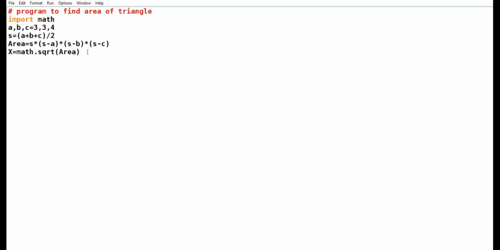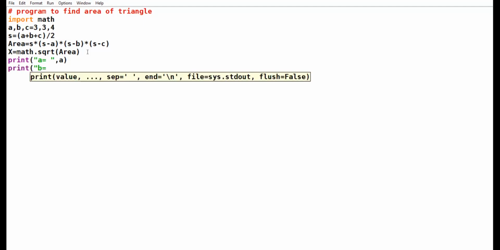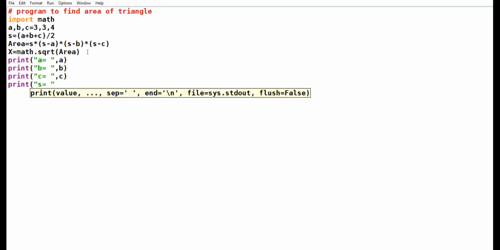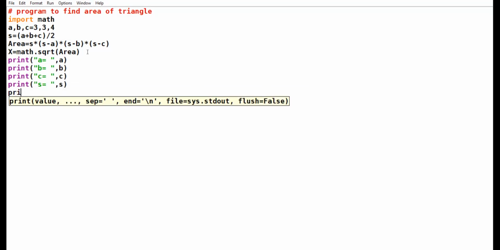So now I print all the values. Print a equal to a, print b equal to b, print c equal to c, print s equal to s, print x equal to x, or we can say area. Okay. So let us save this program.